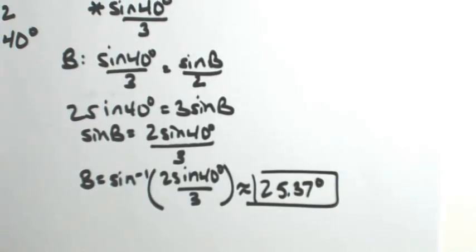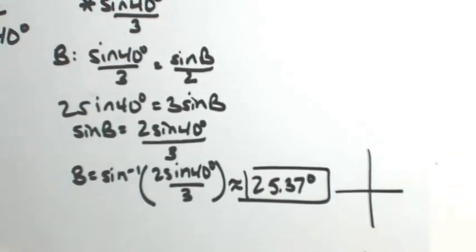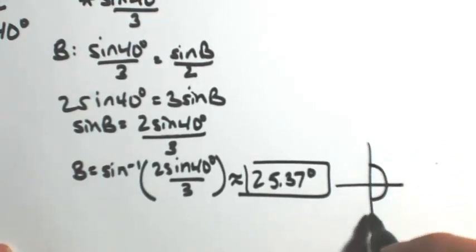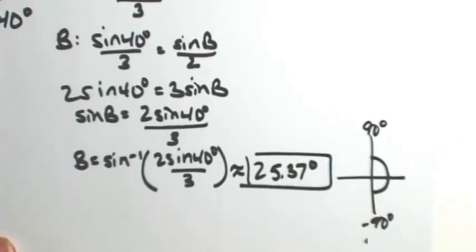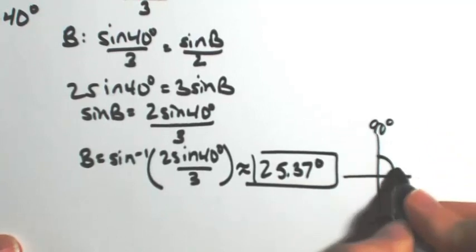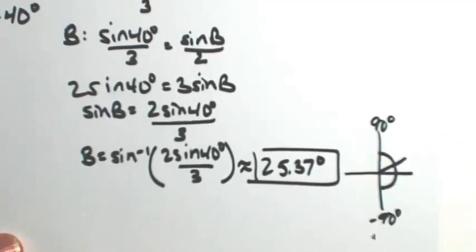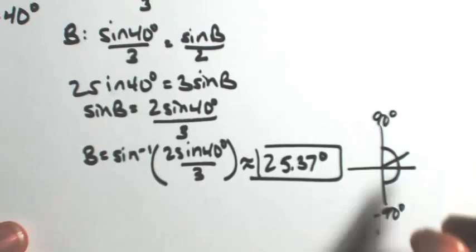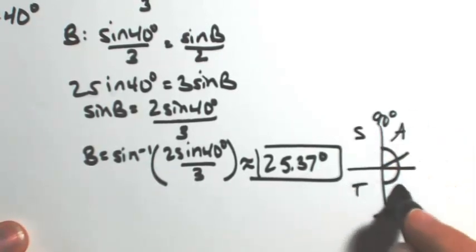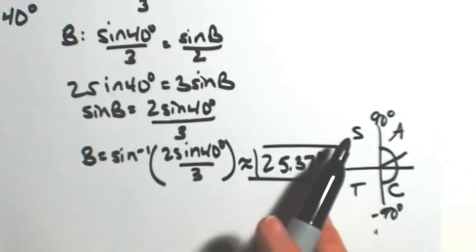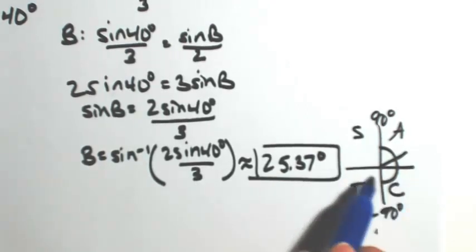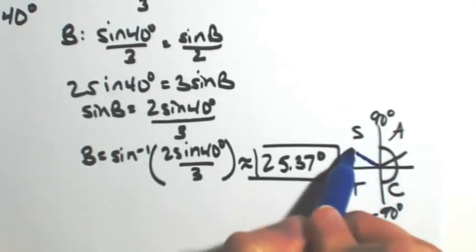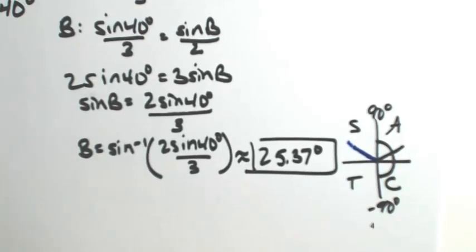Now keep in mind that the inverse sine is always going to be between negative 90 degrees and 90 degrees. So it gave me 25.37 degrees, so that's somewhere about there. But keep in mind that all students take calculus, so sine is also positive in the second quadrant. So there may be another answer here. So what I'm going to do is take my given angle B and map it over into the second quadrant and see if maybe there's a second answer.